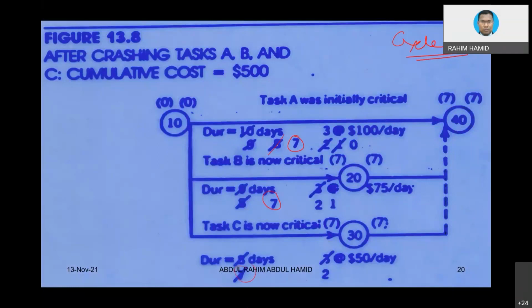Then I will do the calculation. I can achieve this by reducing all, then only can I achieve the project to be completed in 7 days. But then you need to add additional cost.